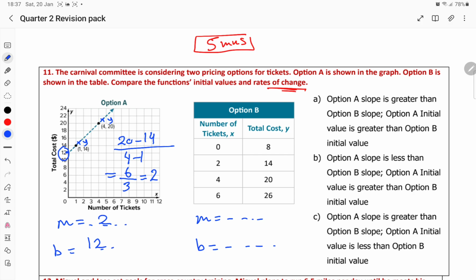What about the second option? Here x is 0. At x equals 0, the b is equal to the y. The y-intercept is equal to the y. So what is the b, or the y-intercept? It is 8. Very good. What about the m? Subtract 14 minus 8, change in y over change in x.